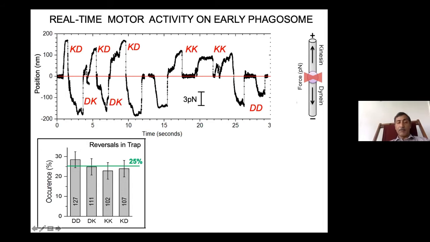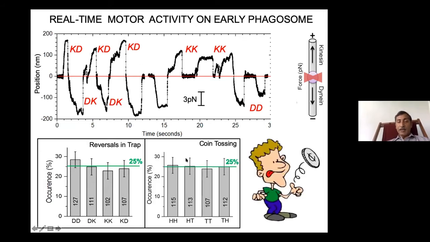Okay, so the number of DD reversals is equal to the number of DK, KK, KD. What this means is that if you are in a given state, let us say here, you have equal probability of going to the same state, being driven by kinesin after this, or going to the other state, which is driven by dynein. And this obviously sounds familiar, I'm sure, to all of you.